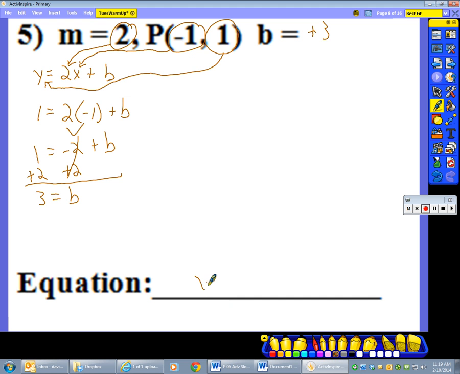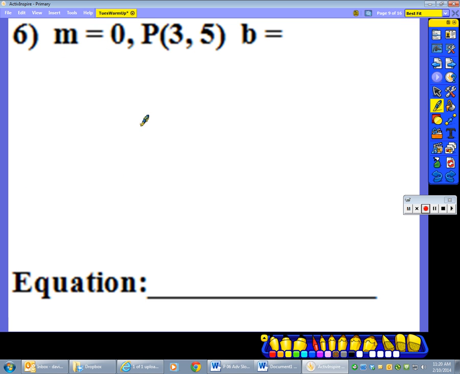So whenever I write my final equation, I've got y equals 2x plus 3. And I got the 2 from up here because they told me my slope is 2. And I got the plus 3 for my y-intercept.